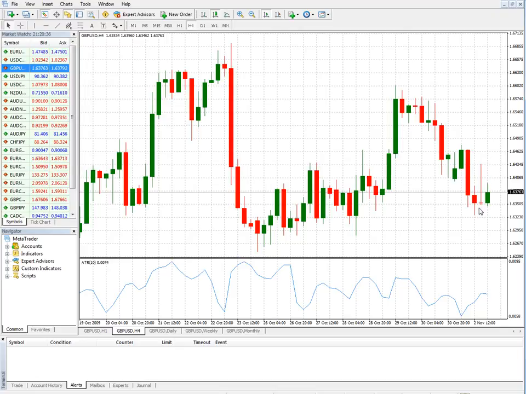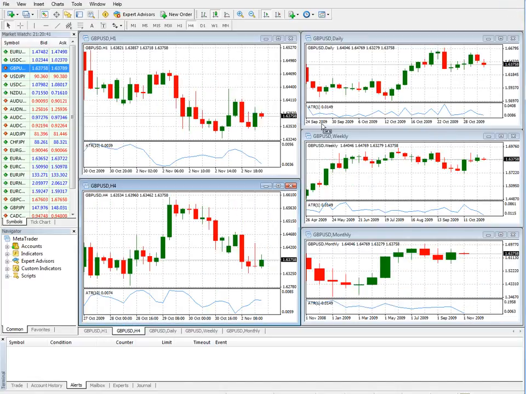But nothing I would trade in particular right here, looking at the 4-hour or even the 1-hour. But again, it's here in case you want to come back and take a look at the pound dollar, or we both want to do that later.